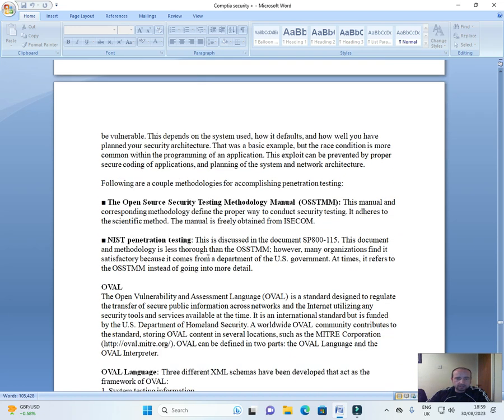NIST penetration testing. This is discussed in the document SP 800-115. This document and methodology is less thorough than OSSTMM. However, many organizations find it satisfactory because it comes from the US government, and at times it refers to the OSSTMM instead of going into more detail.